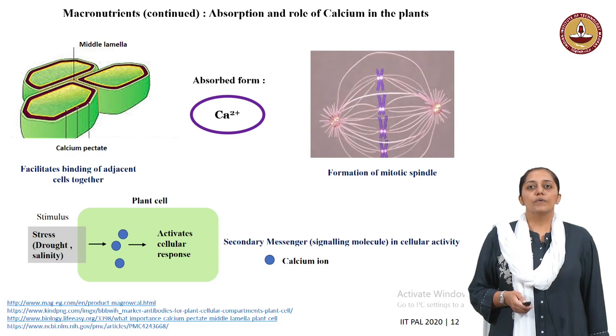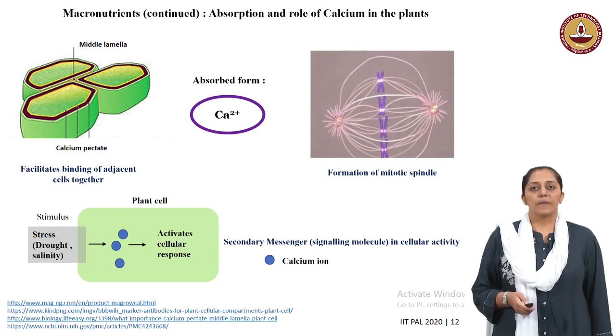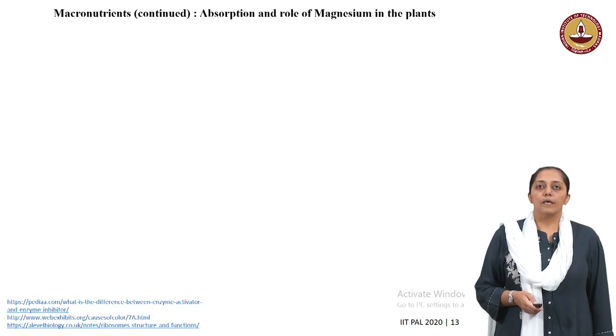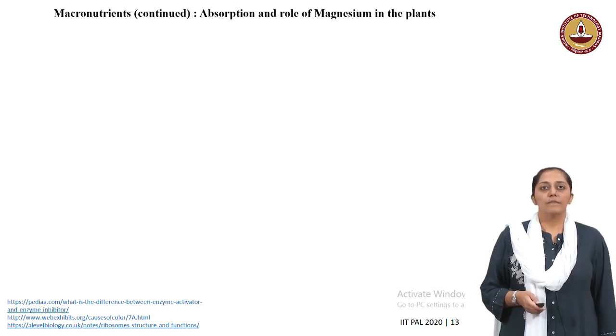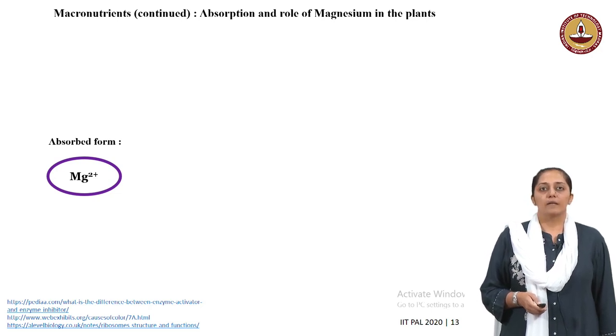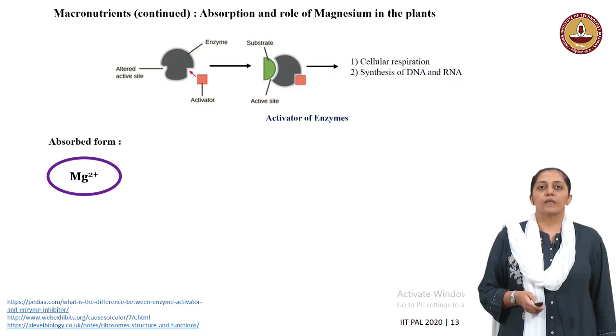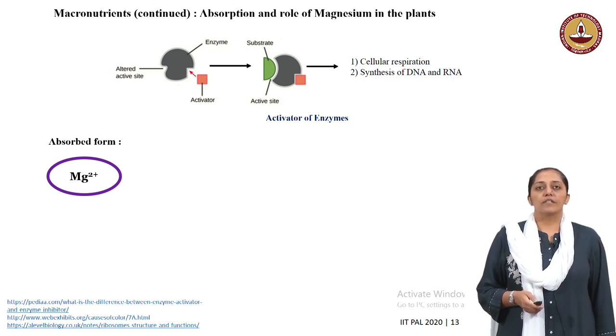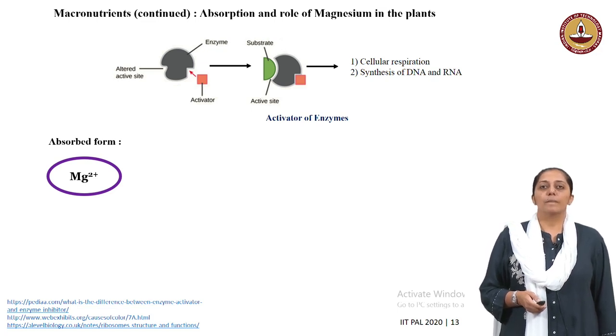It is also included in the formation of mitotic spindle. Another element, magnesium, is absorbed in the form of magnesium ion, shown in circle here. Magnesium is also included as an activator of enzymes which are required in cellular respiration, synthesis of DNA and RNA.